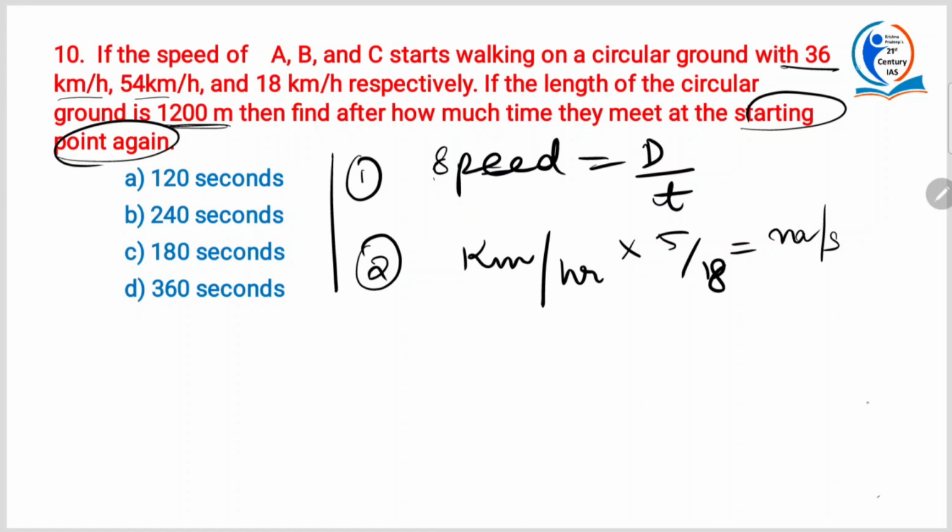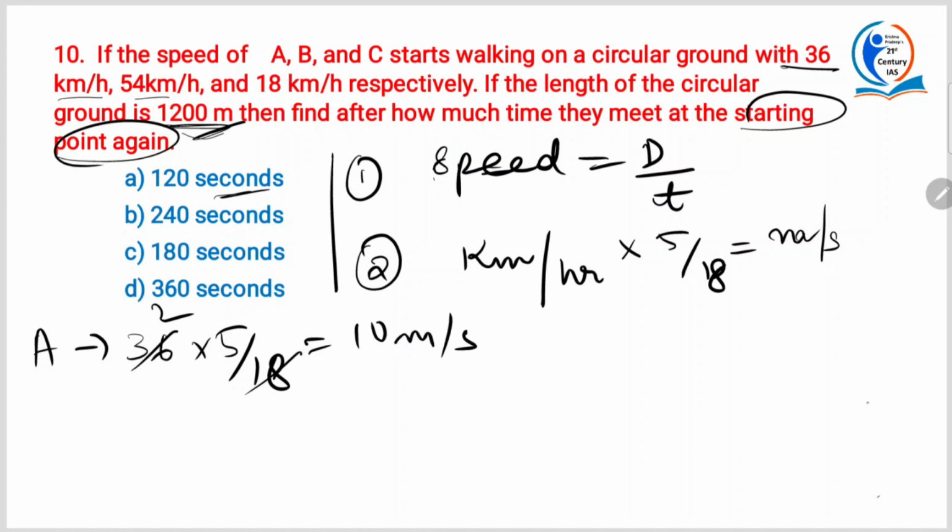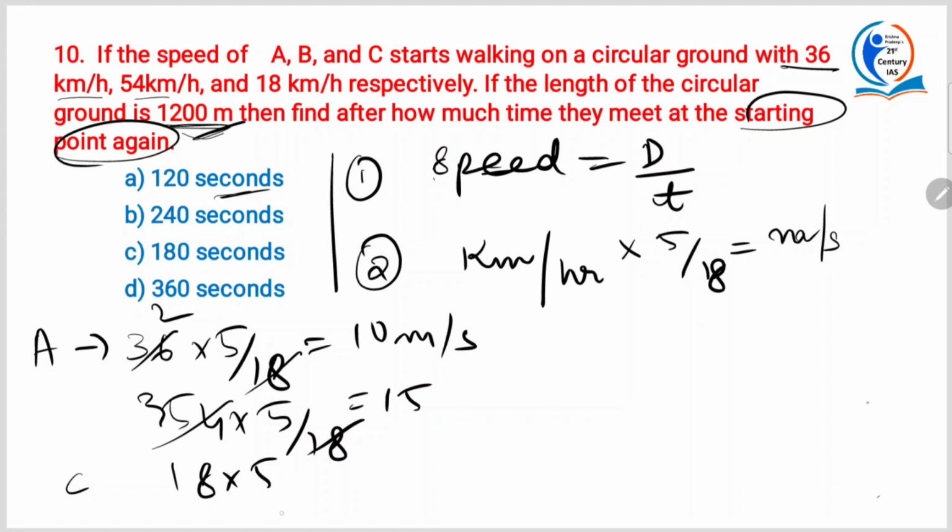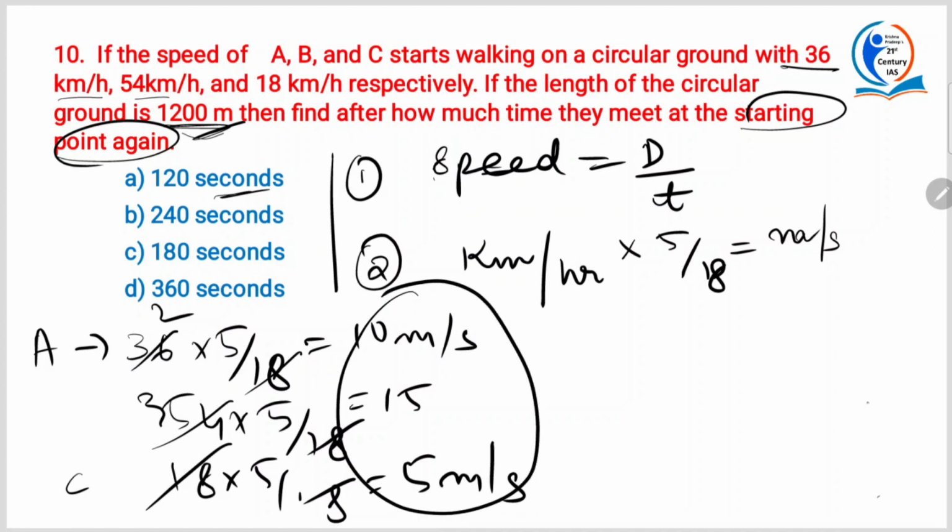Now we'll convert the speed into meters per second because the length is given in meters and the time is in seconds. So 36 into 5 by 18, A's speed, is 10 meters per second, and B's speed is 54 into 5 by 18, that is 15 meters per second, and C's speed is 18 into 5 by 18, that is 5 meters per second. Okay, now we got the speeds. Now what is the time taken? Time is distance by speed.